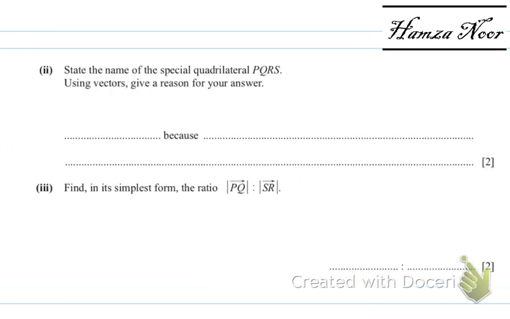Now let's move to the next part. State the name of the special quadrilateral PQRS using vectors. Give a reason for your answer. Alright, you also need to give a reason for this.